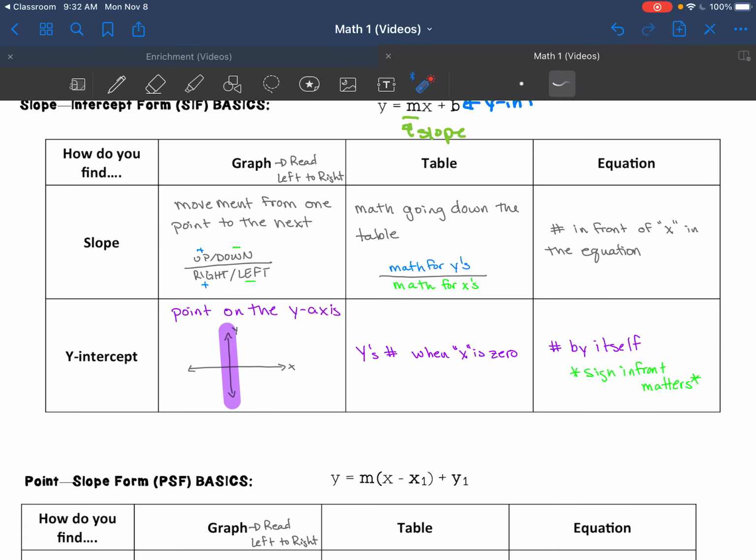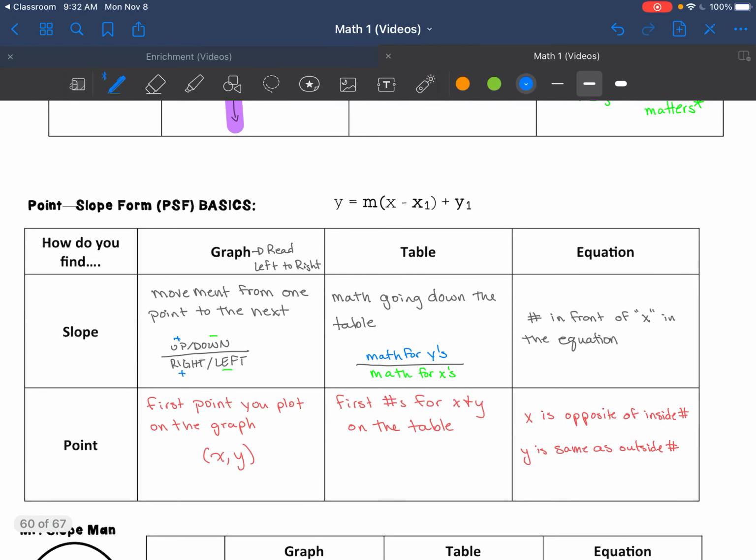For the y-intercept, it's the point on the y-axis. In a table, the y-intercept is what y's number is when x is 0. And then in the equation, it's the number that's by itself. Sign in front matters. And you can only find the y-intercept in the slope-intercept form.